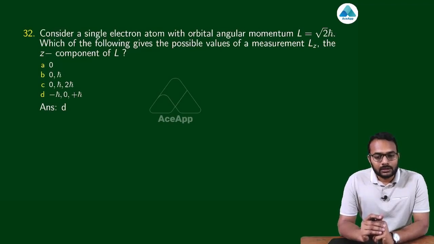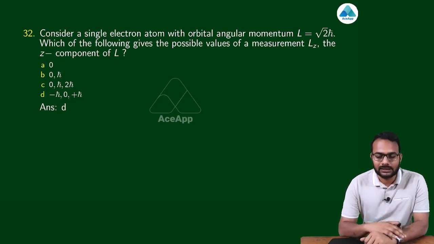Consider a single electron atom with orbital angular momentum L equal to square root of 2 h cross. That's an orbital angular momentum. Which of the following gives the possible values of a measurement of LZ, the Z component of L?